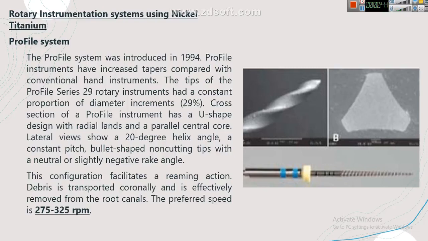Rotary instruments or rotary instrumentation systems using nickel titanium. So usually, most of the dentists are going to use the profile system in their clinic. When we talk about the profile system, we need to know something relating to the history. So this profile system was launched into the market around 1994.